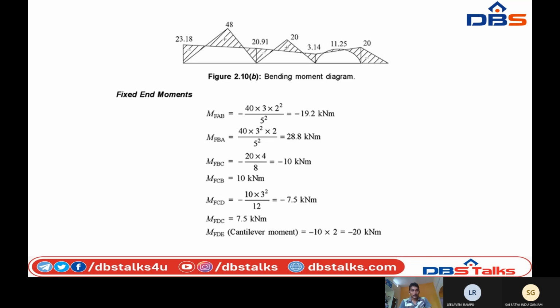Let's find MFBC: minus 20 into 4 by 8, equal to minus 10 kilonewton meter. MFCB equals 10 kilonewton meter. MFCD equals minus 10 into 3 square by 12, equal to minus 7.5 kilonewton meter. MFDC equals 7.5 kilonewton meter. MFDE, given a cantilever moment, equals minus 10 into 2, equal to minus 20 kilonewton meter.